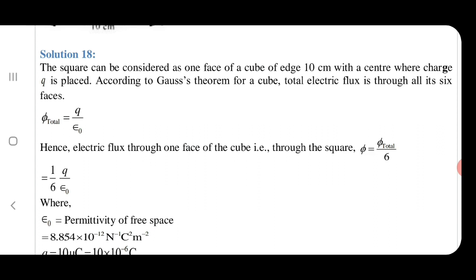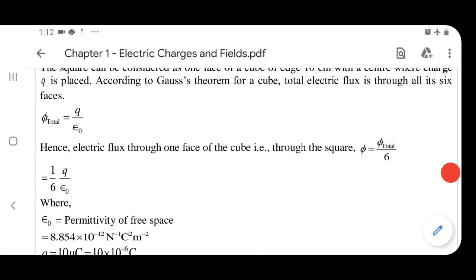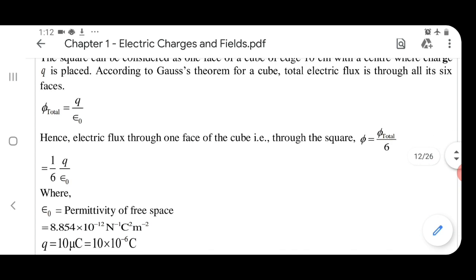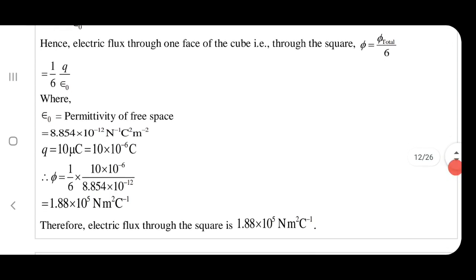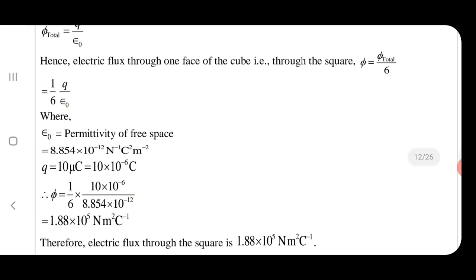Phi total equal to q by epsilon 0, and that phi total is equal to 6 into phi, where phi is the flux through each surface. So flux through each surface is 1 by 6 of phi total, that is 1 by 6 of q by epsilon 0. So substituting the values of q, epsilon 0 and all, we will get the answer to be 1.88 into 10 raised to 5 Newton meters square per coulomb.